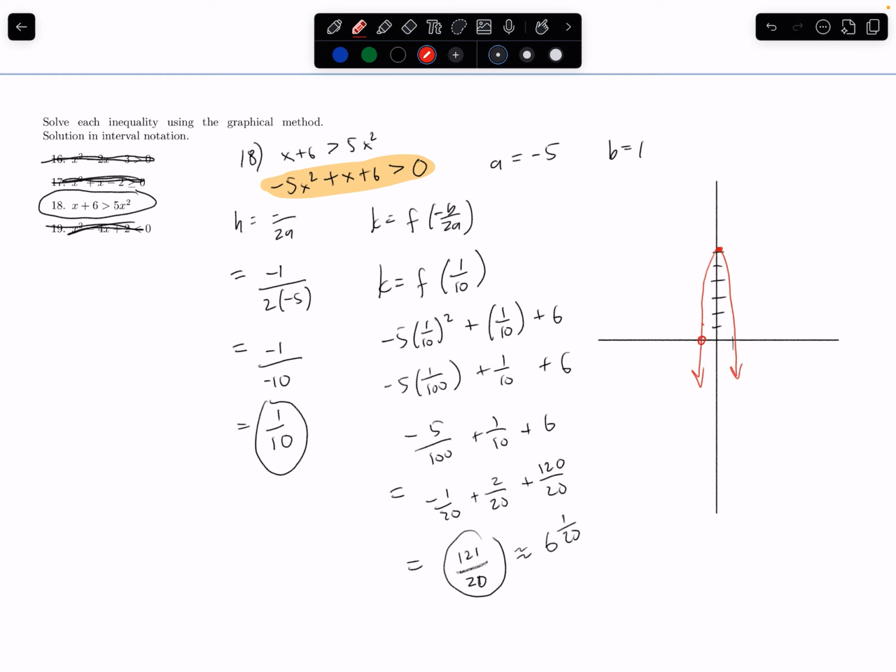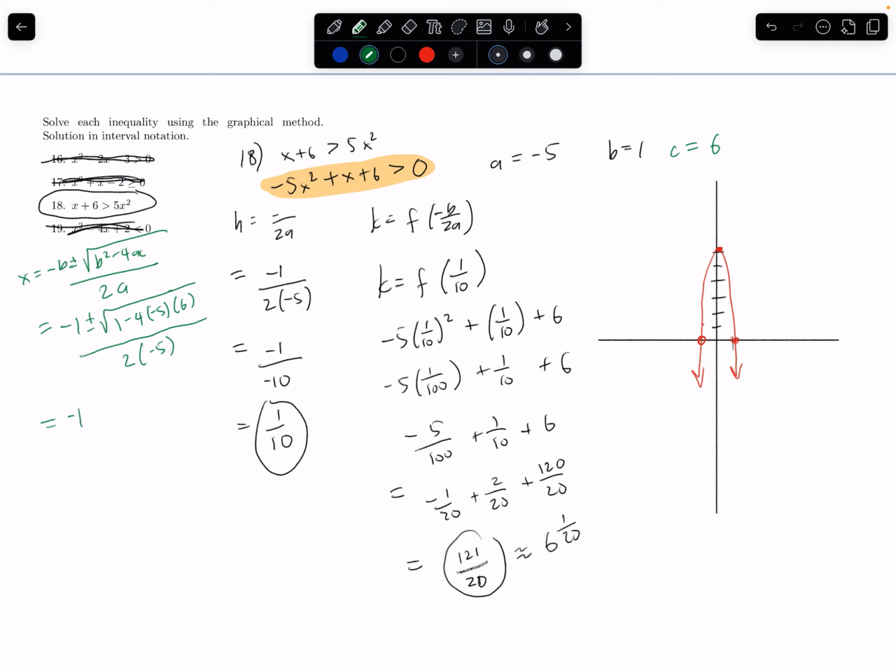Okay, so we want to know where it crosses those two points, right? In other words, where are the x-intercepts? To solve that, we're going to plug into the quadratic formula: x equals negative b plus or minus the square root of b squared minus 4ac, all over 2a. Here b was 1 and c was 6, so this is negative 1 plus or minus the square root of 1 squared minus 4 times negative 5 times 6, all over 2 times negative 5.